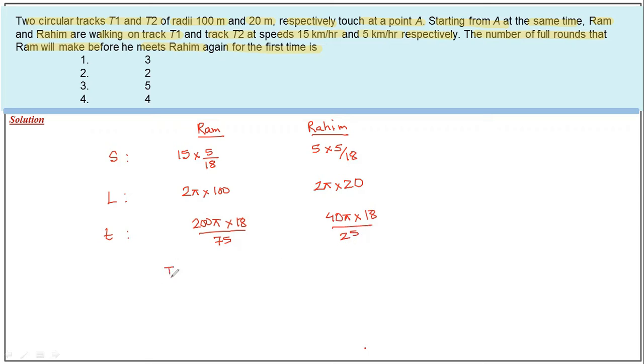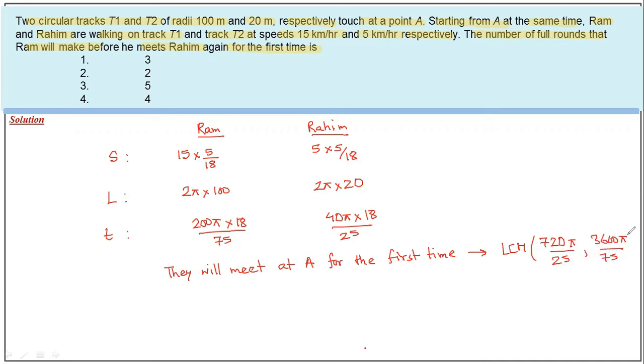Now they will meet at A for the first time after, it is given as LCM of 720 pi by 25 and 3600 pi by 75, which will be equal to 3600 pi by 25.